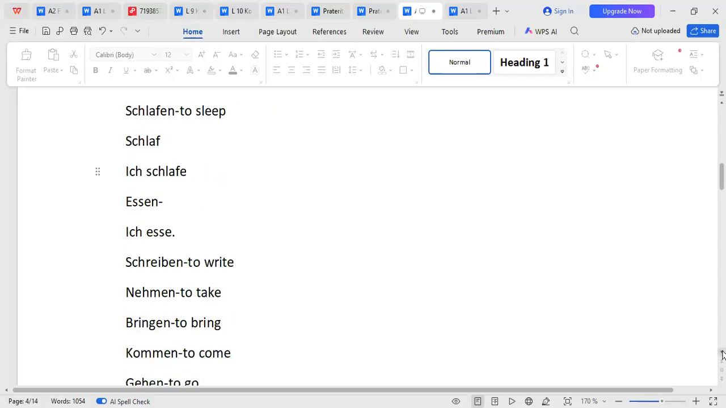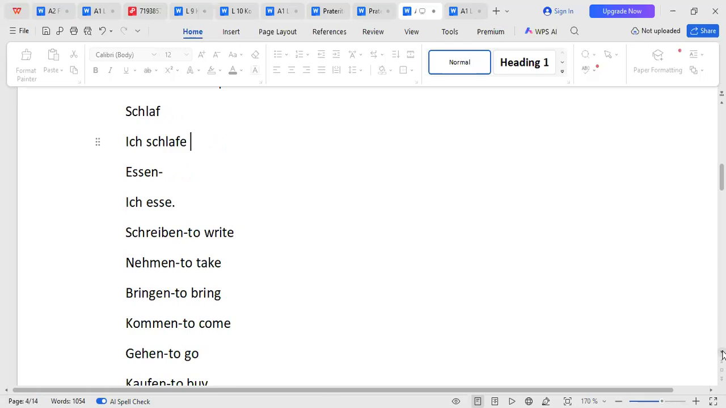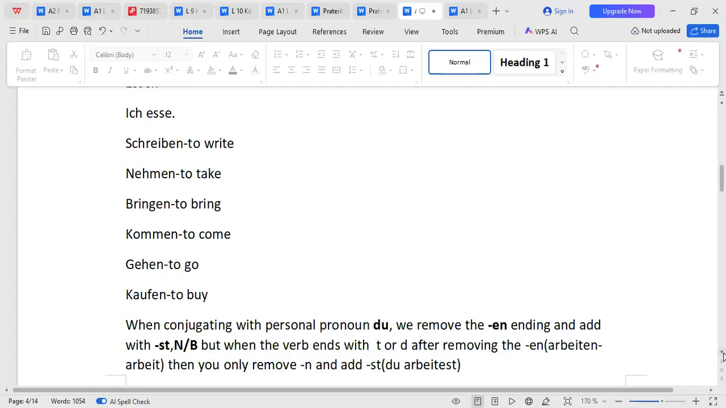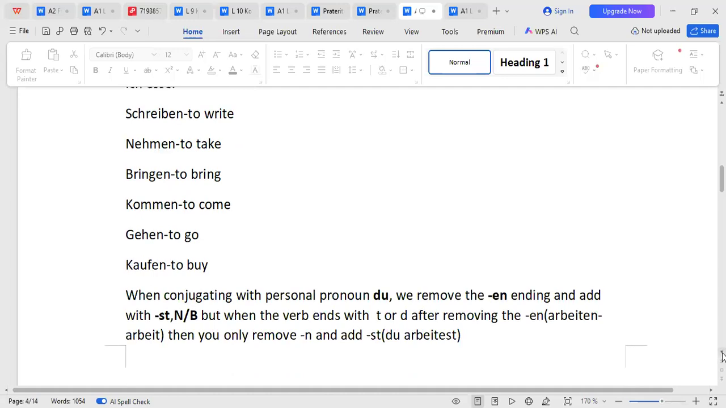And we have all of them that you can try. Let me see what you can do with bringen. Bringen becomes ich bringe, kommen, ich komme, gehen, ich gehe. So the ich means I. Schreiben is to write. So if you want to say I am writing, say ich schreibe, I write. Nehmen is to take, ich nehme. Bringen is to bring, ich bringe, I'm bringing or I bring. Kaufen is to buy. Remove the en and say ich kaufe, I buy. That is the first rule. The first rule is very important.